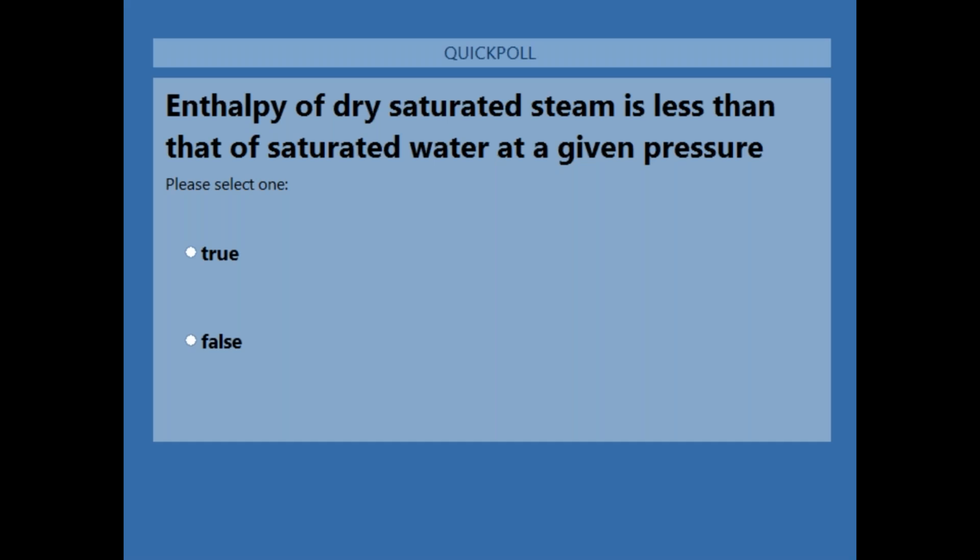Unfortunately, the majority of the students have answered this question wrong. I am sharing the results of the question. The question is about the enthalpy of dry saturated steam compared with the enthalpy of saturated water. Okay.